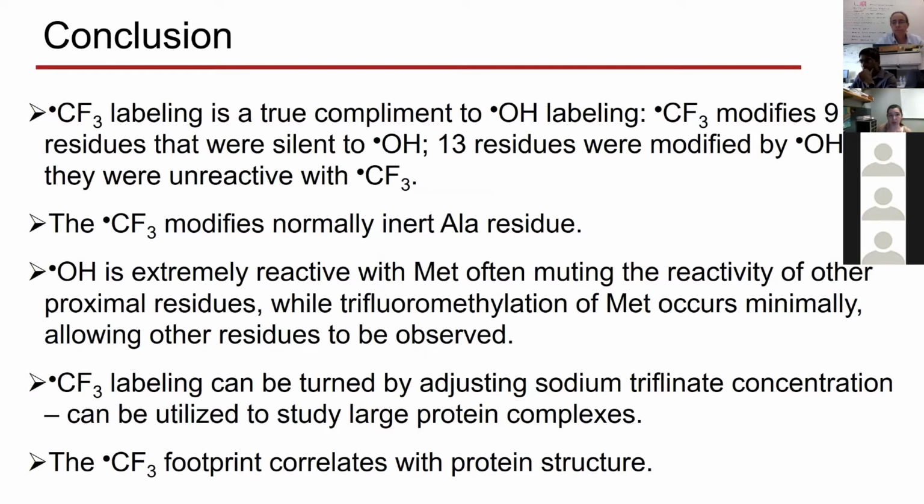So that opens you up to test completely different regions on the protein and increase resolution. CF3 also modifies, for example, normally inert alanine in our studies here, but also on other proteins and peptide studies recently. We've done CF3 labeling and found that we also see some serine labeling, glycine labeling, which you typically don't even observe in hydroxyl radical experiments, which again opens us up to a different level of resolution.